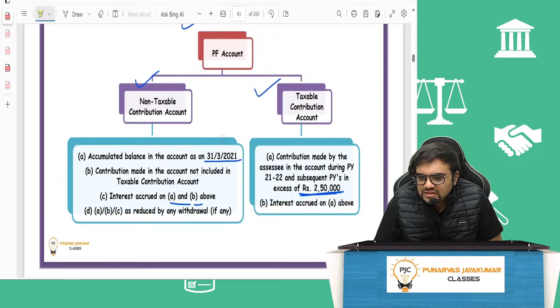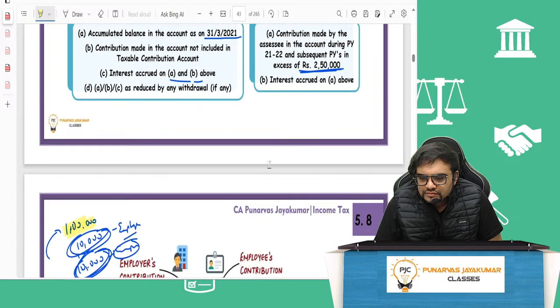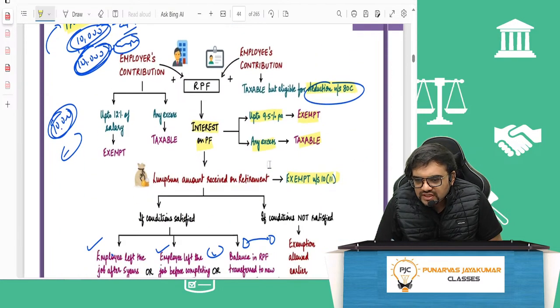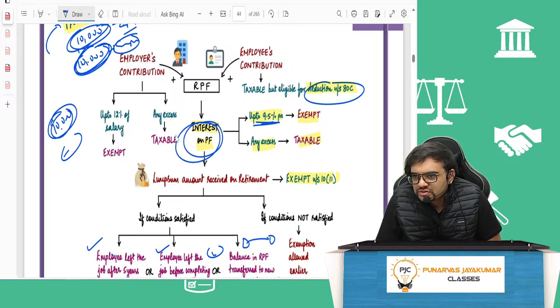This is the interest on the contribution amount. Which contribution? Employee contribution. This other interest is interest on the entire PF account. This will include both employer and employee contribution. So, there it is up to 9.5% exempt. Beyond that, taxable.